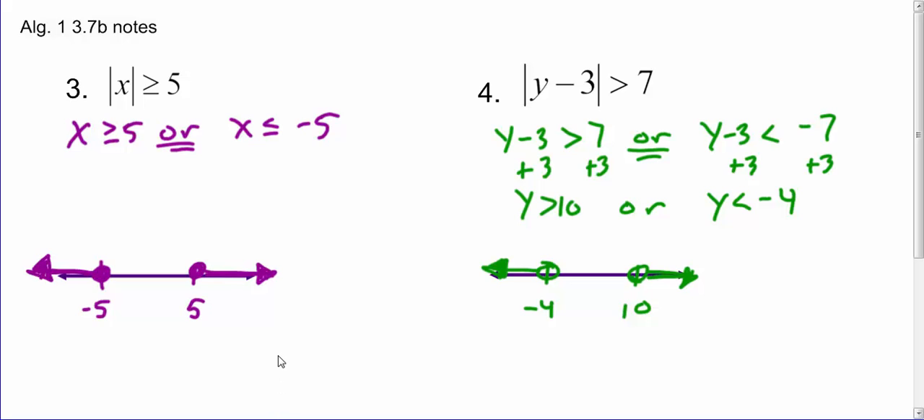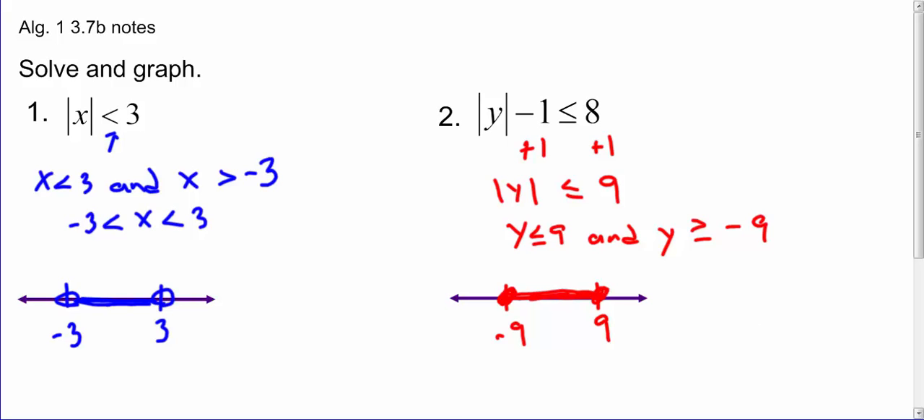Okay, as we move ahead here, it just came to my mind that I neglected something on the previous problem. So go back and look at number 2. It's not a huge deal. We got the right answer. We graphed it correctly. However, I didn't write it as the compound inequality like you see there.